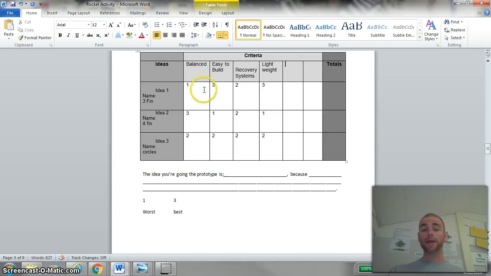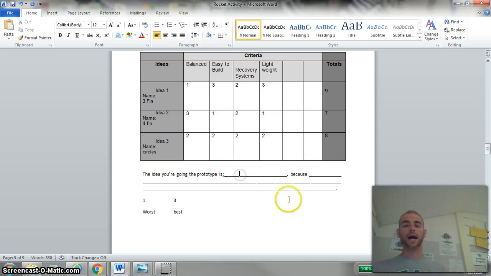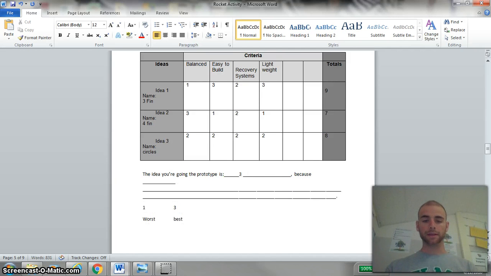So then you go through and you add them up. 3 plus 3 is 6, plus 2 is 8, plus 1 is 9. So the total of this one will be 9 right here. Oops, 9. Okay? 3 plus 2 is 5, plus 1 is 6, plus 1 is 7. So my 4 fin rocket only got 7 points. And 2 plus 2 is 4, plus 2 is 6, plus 2 is 8. Okay, so circle's got 8. So based on this, I'm going to build my 3 fin rocket.